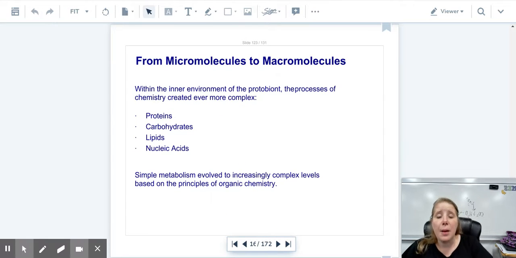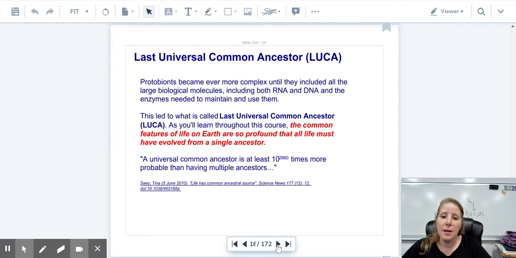Within those protobionts, the processes of chemistry started getting more complex. We started making proteins and carbohydrates and lipids and nucleic acids within the cell. So the basic principles of organic compound chemistry started in those earliest cells. LUCA, or the last universal common ancestor, is a protobiont that became more and more complex until finally we had RNA and DNA in them.